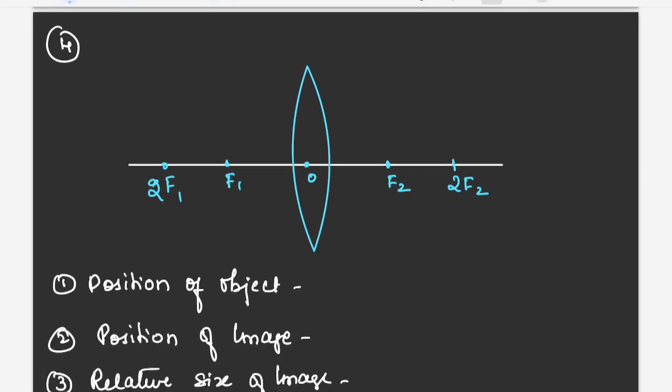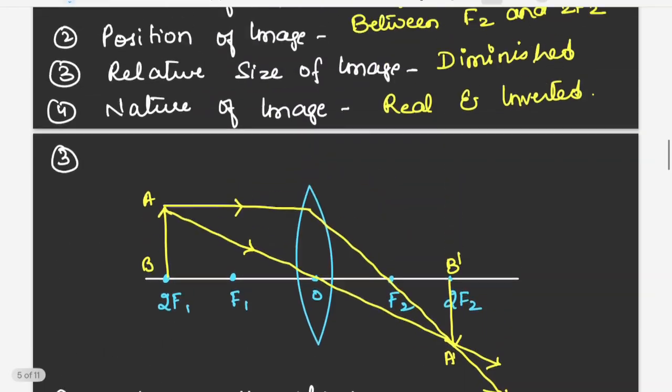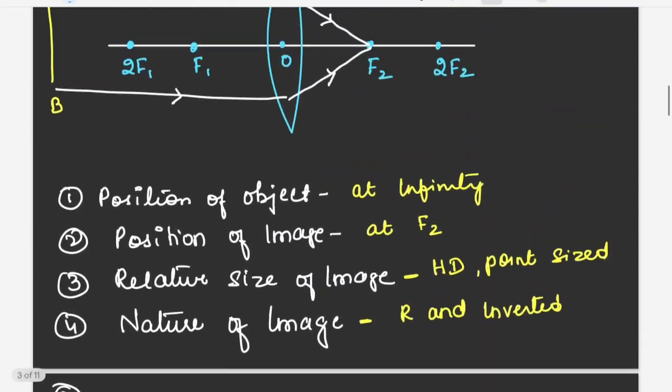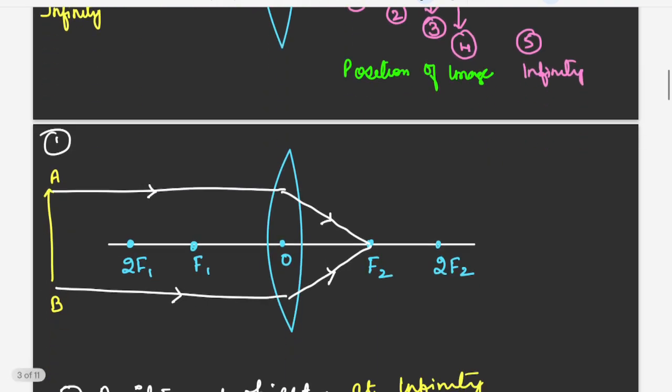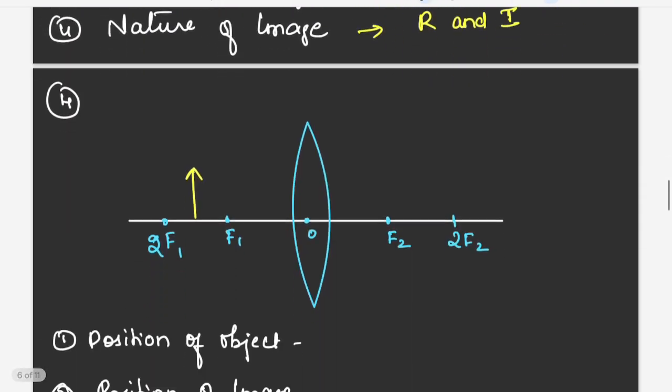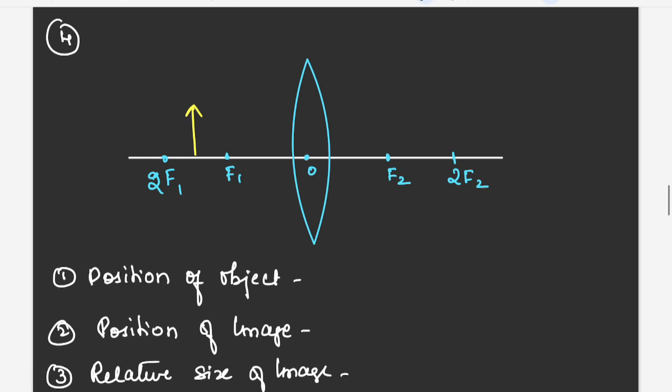So in the fourth ray diagram, we are going to place the object between F1 and 2F1. So we will place it here. Now where will the image be formed? Check here. In the fourth ray diagram, you can see the image is formed here, that is beyond 2F2. So we have an idea where the image is formed, beyond 2F2.